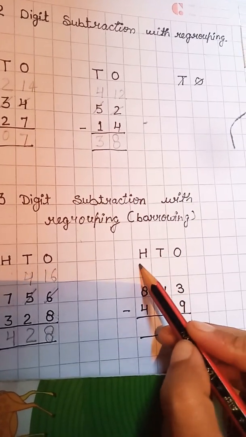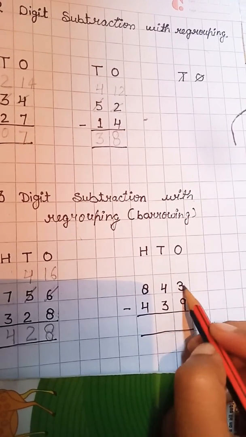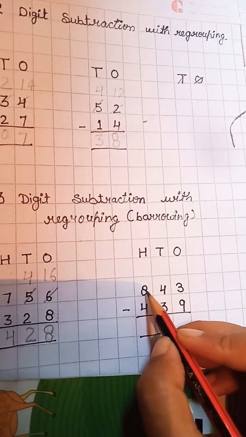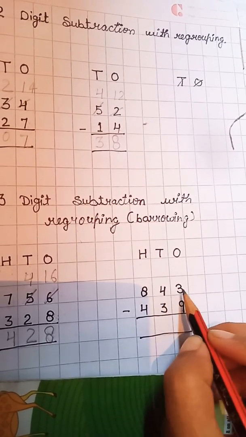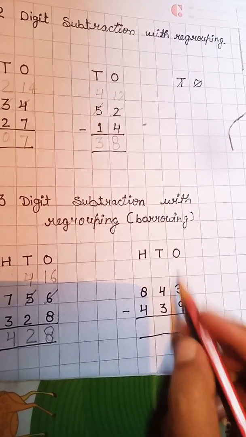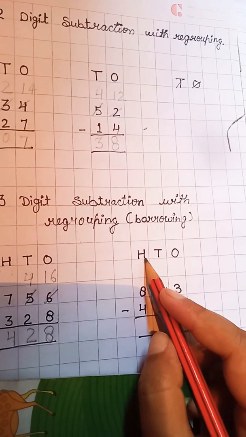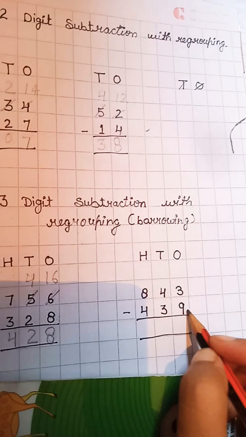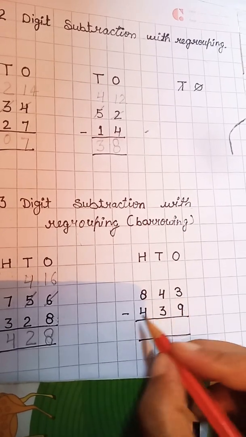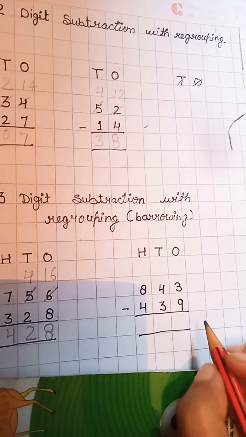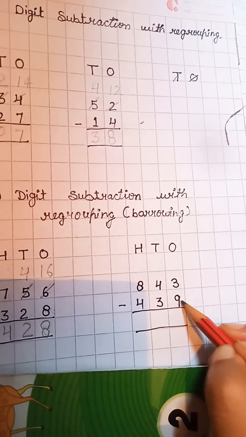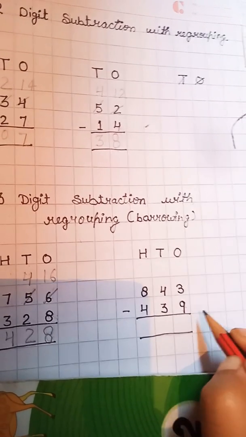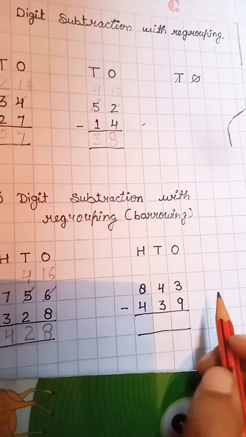Ones, tens, hundreds. 3 ones, 4 tens, 8 hundreds means 843. 9 ones, 3 tens, 4 hundreds means 439. 843 minus 439. So 3 minus 9. So students, we cannot subtract this. So we will borrow.